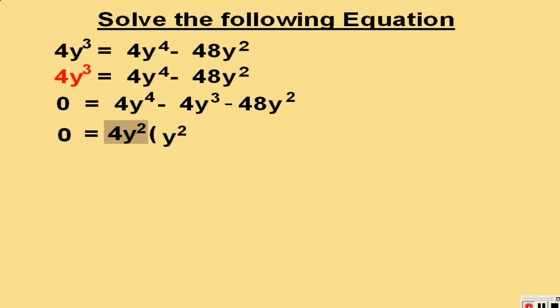4y squared times what will equal a negative 4y cubed, and that would be negative y, or negative y to the first, they are the same, and then 4y squared times the last spot will equal negative 48y squared, and that would be negative 12.